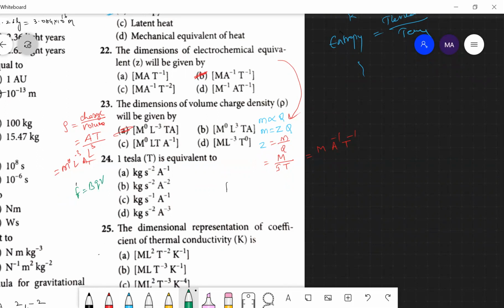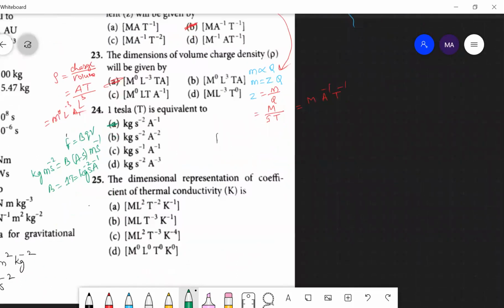Force is measured in the dimensions of kg meter second inverse square. This is your B. Charge is measured in ampere and second. And this one is meter second inverse. So B will be equal to how much? 1 Tesla. And 1 Tesla is equal to kg second inverse square A power minus 1. So it is kg second inverse A power minus 1. 24th one, A option will be the correct one.